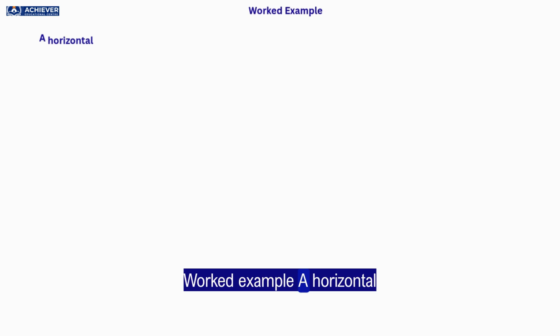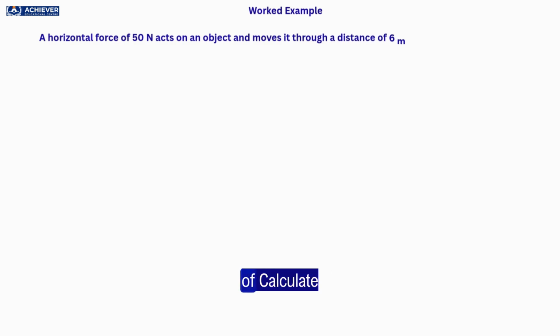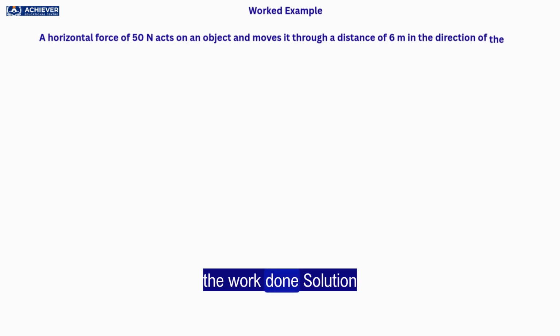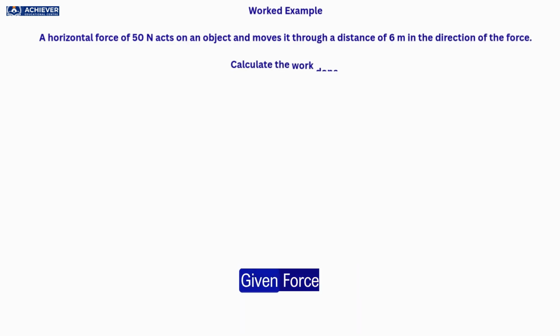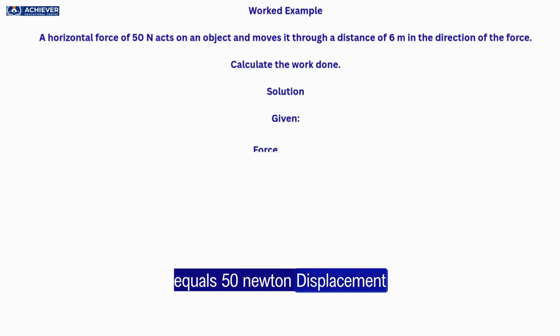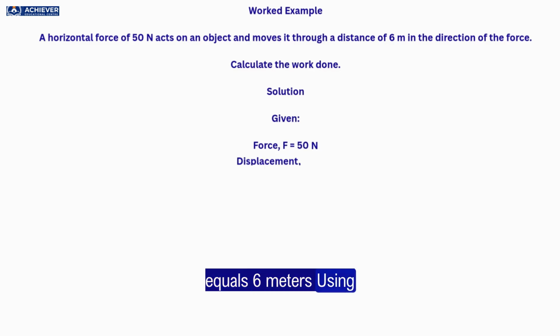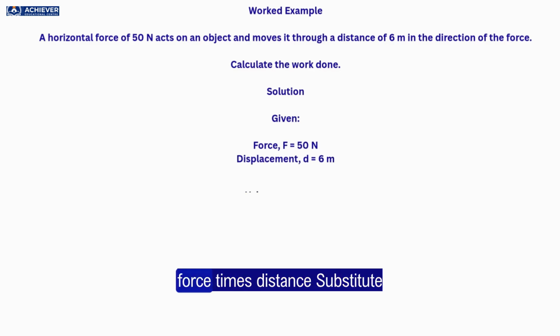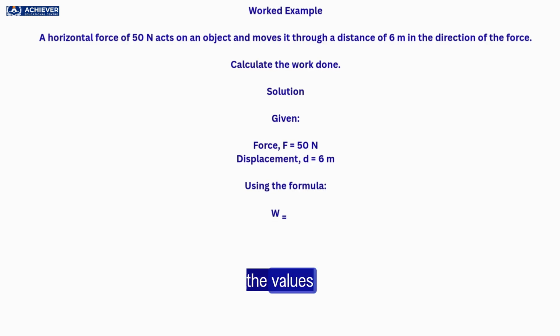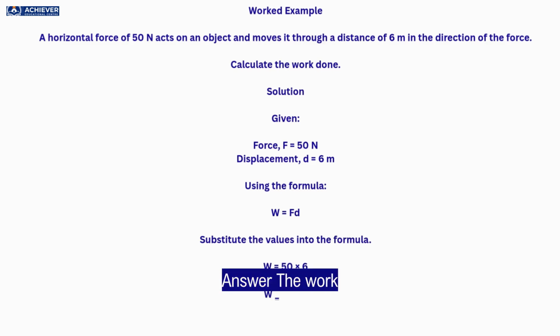Worked example. A horizontal force of 50 newtons acts on an object and moves it through a distance of 6 meters in the direction of the force. Calculate the work done. Solution. Given, force equals 50 newtons, displacement equals 6 meters. Using the formula, W equals force times distance. Substitute the values into the formula. W equals 50 times 6. W equals 300 joules. Answer. The work done is 300 joules.